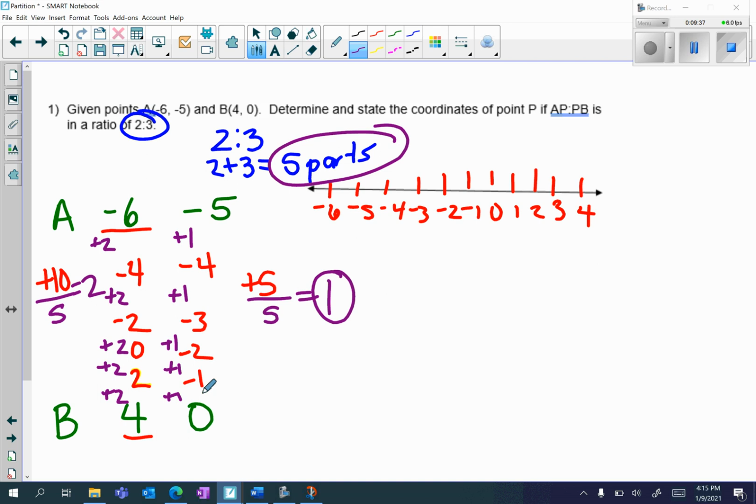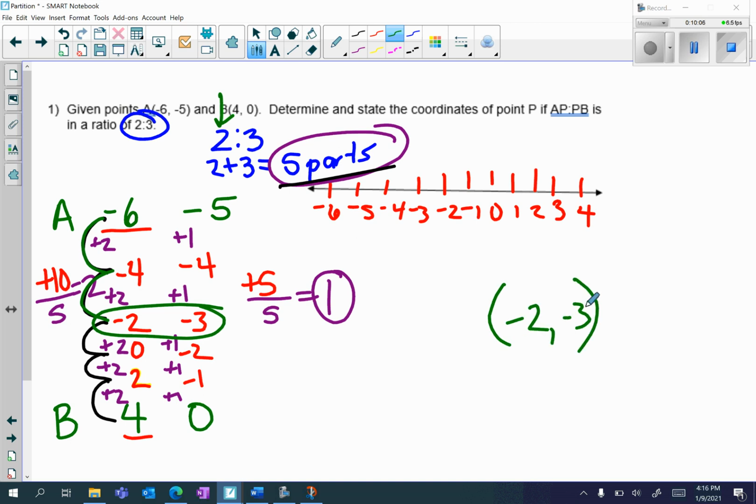So now I'm going to loop, and I should have 5 total loops because I have 5 parts. 1, 2, 3, 4, 5. Then I'm going to retrace my loops based on the first number, which is 2. So I'm going to retrace 1, 2. So my point here should be -2, -3. And that's our partition point P.